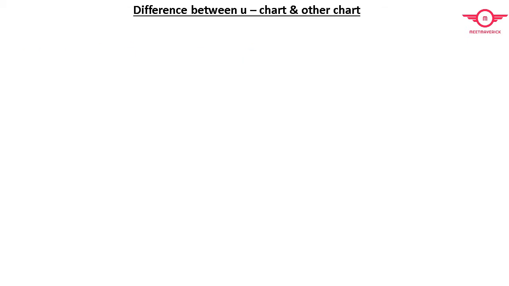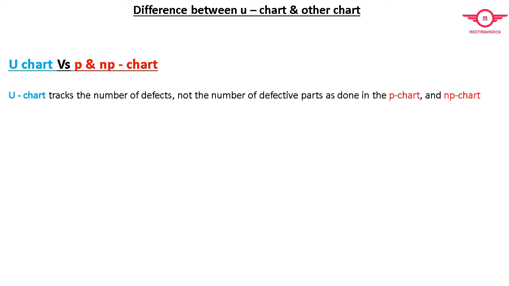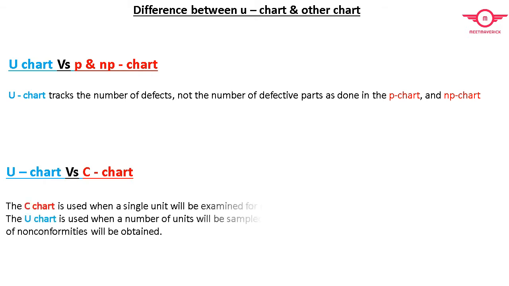Now, what is the difference between a U-chart and other attribute control charts? First, U-chart versus P and NP chart. This chart tracks the number of defects, not the number of defective parts as done in the P chart and NP chart.